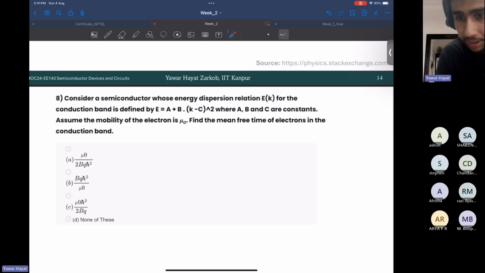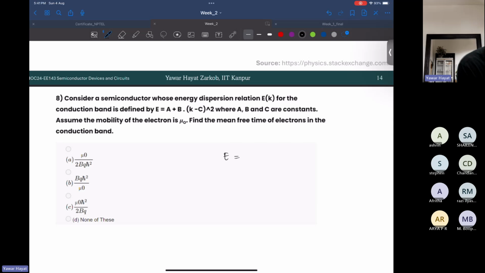Okay, so I guess you mean C, right? Let me see. Is it C? Mu naught h bar square by 2qb. Yes, correct. It is C. So how did we obtain this? Let me just quickly write what I just briefly described.